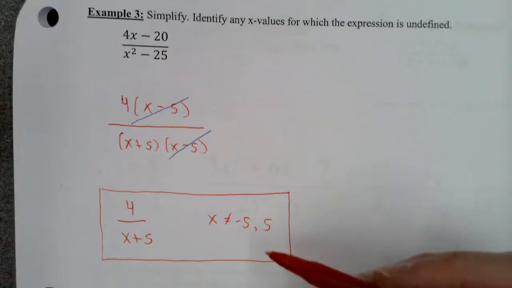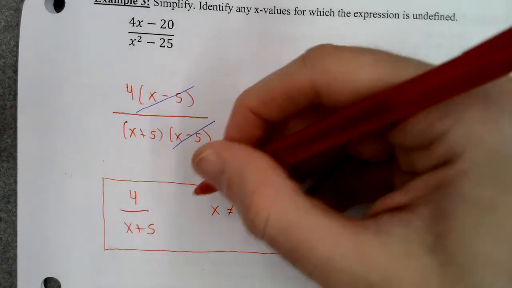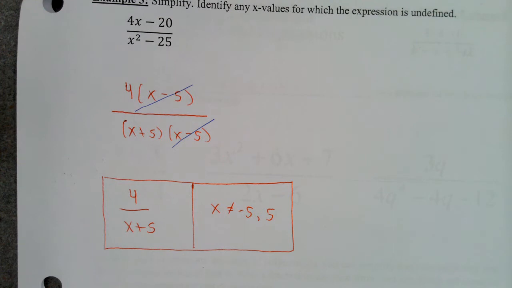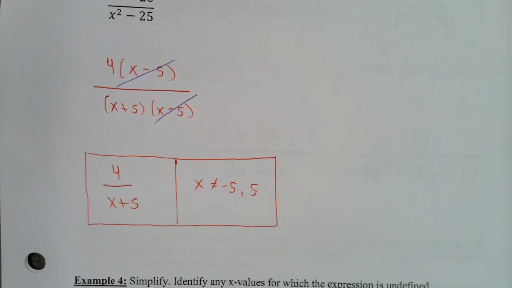I usually write my restrictions like this. I just list them all in one in case there's a lot, but you can write each one separately. You can say x cannot be -5. You can say x cannot be 5. You can write them all separately if you want. Okay.